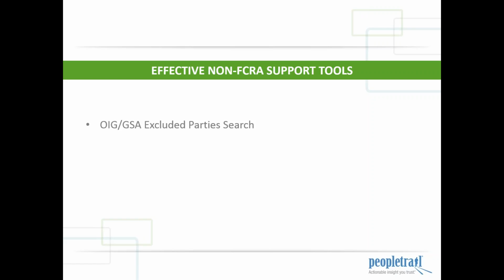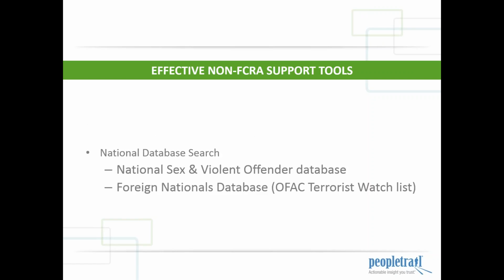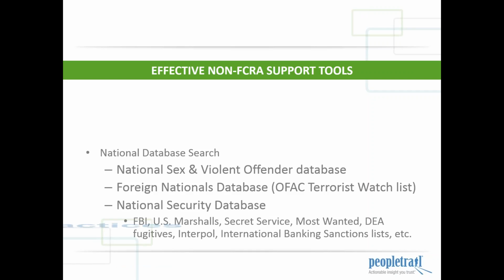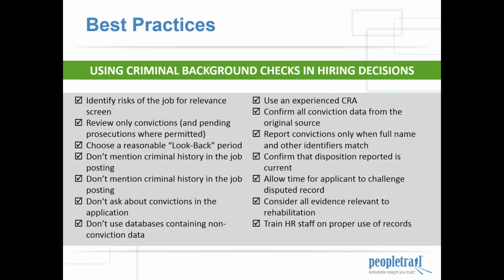There's also, for the medical industry, the excluded parties search, the OIG sanctions, the terrorist watch list, the Health and Human Services database, and the National Sex and Violent Offenders database. The national security database includes the FBI, Marshals, and Secret Service. There are so many different federal agencies prosecuting individuals whose cases don't get into the state system. They go into the federal system, so there are databases that include this. There's also some international stuff, like Interpol and the International Banking Sanctions List, that are important to look at.